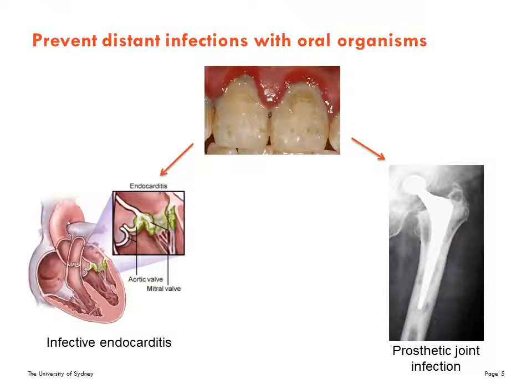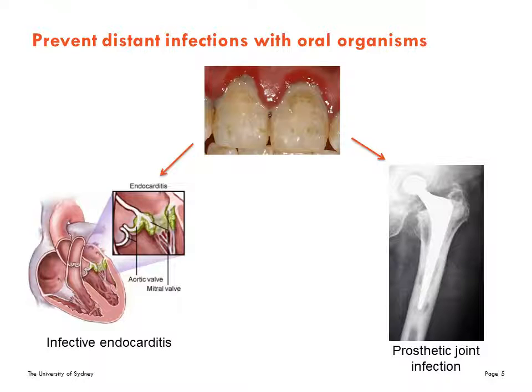The third class of antibiotic use in dentistry is to prevent infection in other parts of the body from oral organisms. As you can see in this image, the plaque accumulated around the teeth will harbor billions of bacteria. During dental procedures, the gum is manipulated, and some of these bacteria can go traveling in the bloodstream to other parts of the body.